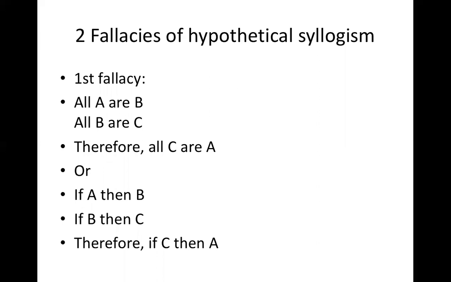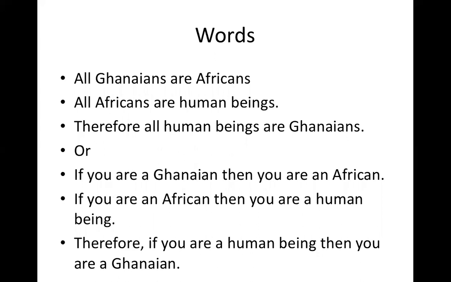Now let's look at two fallacies of hypothetical syllogism. Hypothetical syllogism has two fallacies. Let's look at the first one. All A are B, all B are C. Therefore, all C are A. So the problem is in the conclusion. Instead of saying, therefore, all A are C, you say, therefore, all C are A. Now, let's put it in words. All Ghanaians are Africans, all Africans are human beings, therefore, all human beings are Ghanaians. So you can see it's a fallacy of hypothetical syllogism.